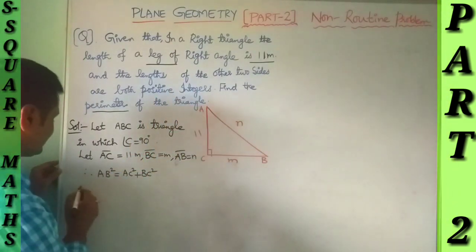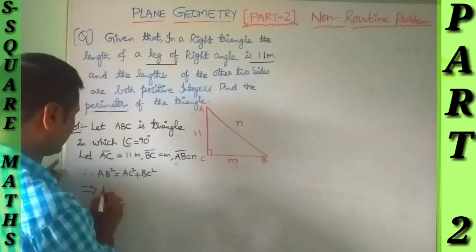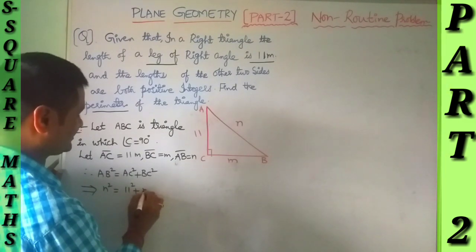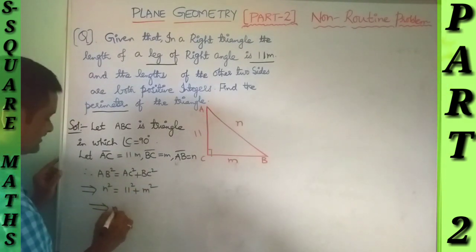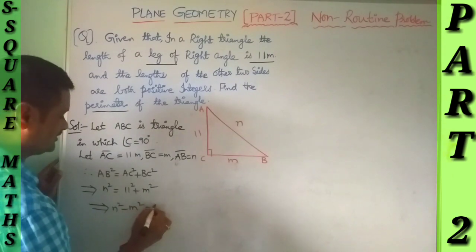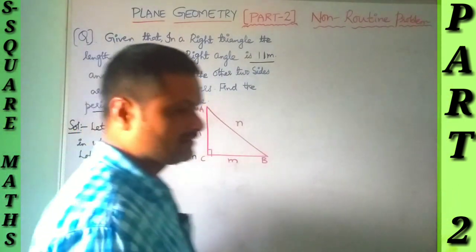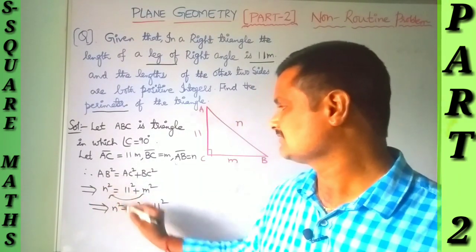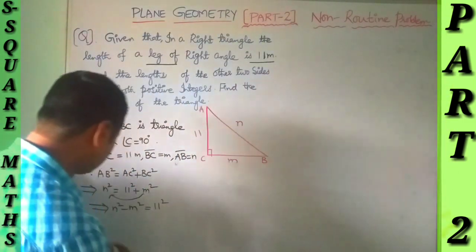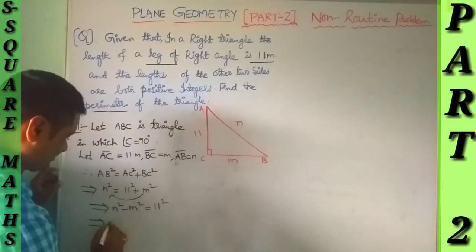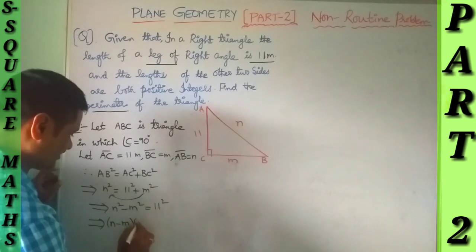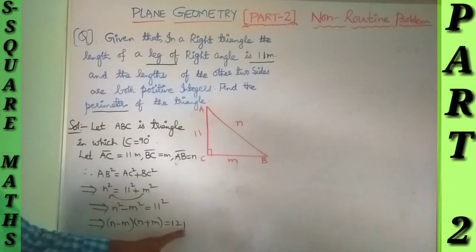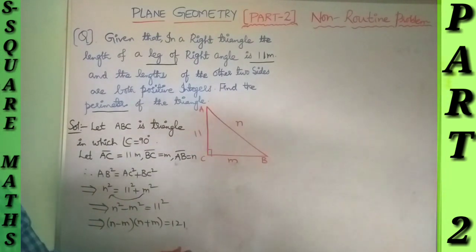So this implies AB is nothing but our N. So N square is equal to AC, 11 square, and BC is M square. So now I can write N square minus M square is equal to 11 square. I have just transposed M square to this side, so it became minus. Now the LHS takes the form of A square minus B square, A plus B into A minus B, or A minus B into A plus B. The right side is nothing but 121. Now split 121 as a product of two factors.